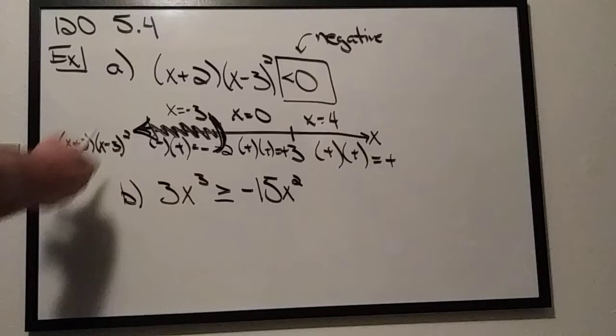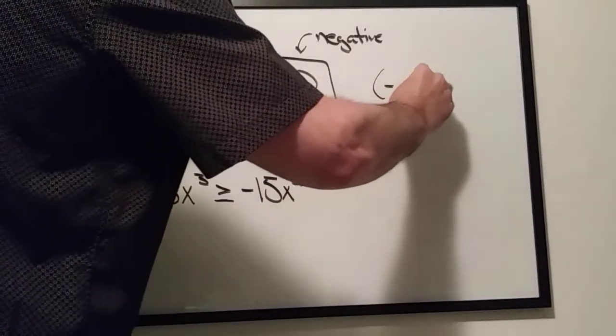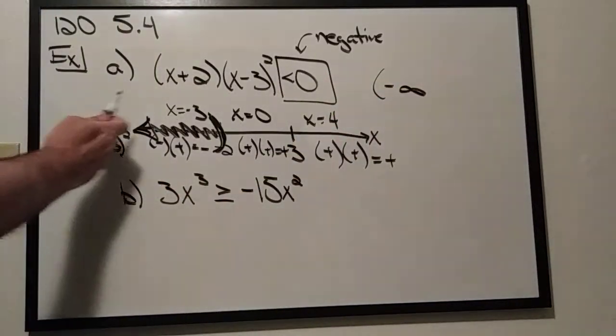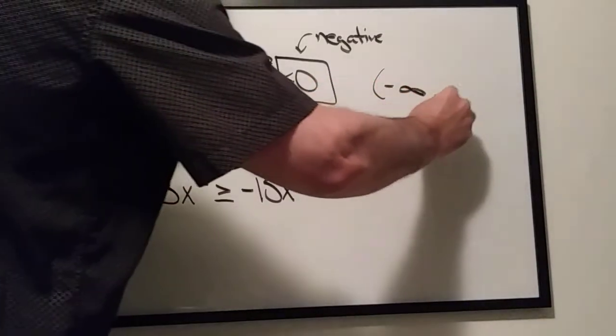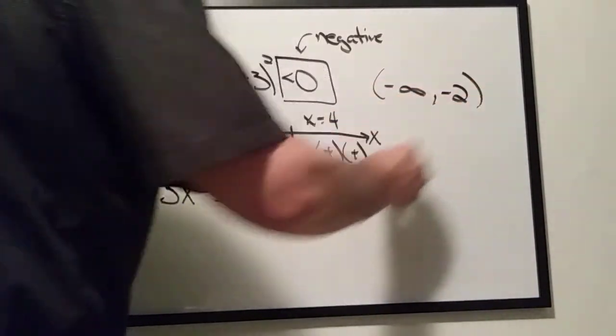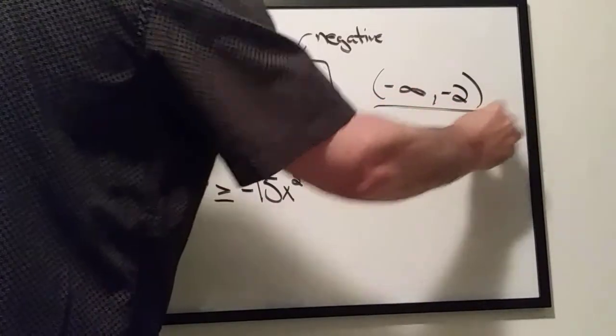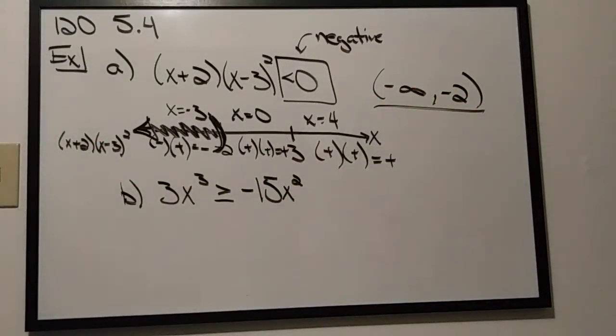So from left to right, we're going forever to the left, so we have negative infinity there. And then we continue to the right until we hit that negative 2, and we're not going to include that negative 2, so I'm going to put a parenthesis there. So there's our answer for part A: parenthesis, negative infinity, comma, negative 2, parenthesis.